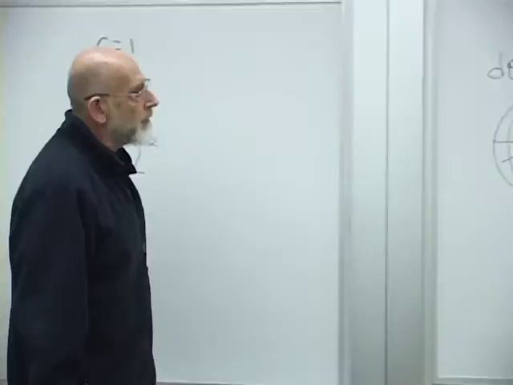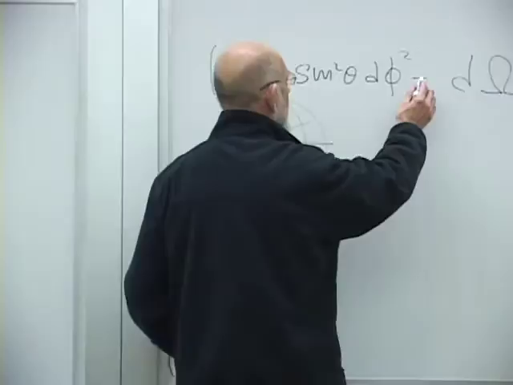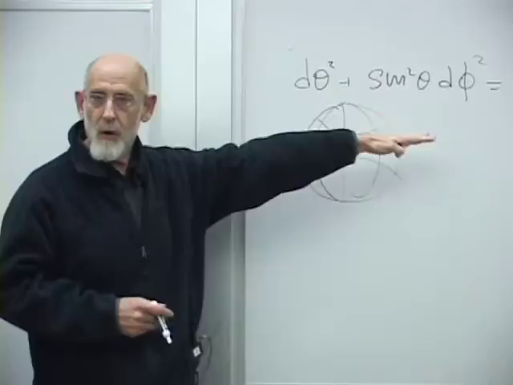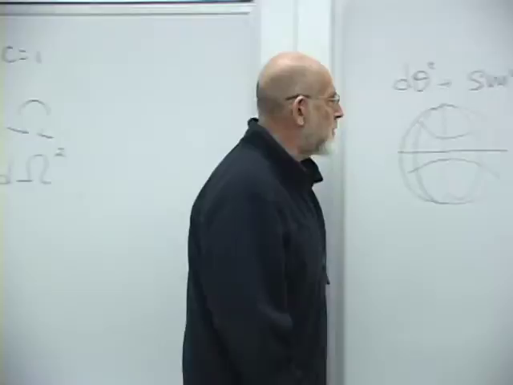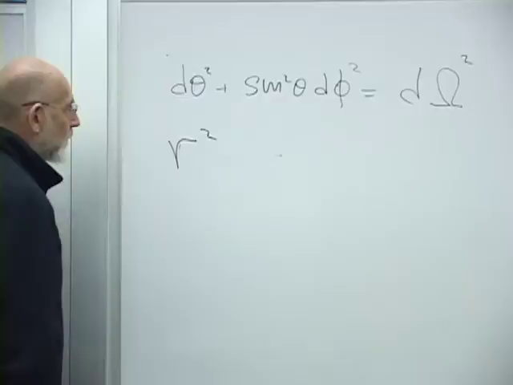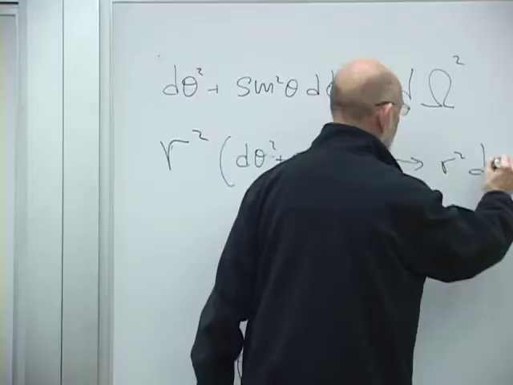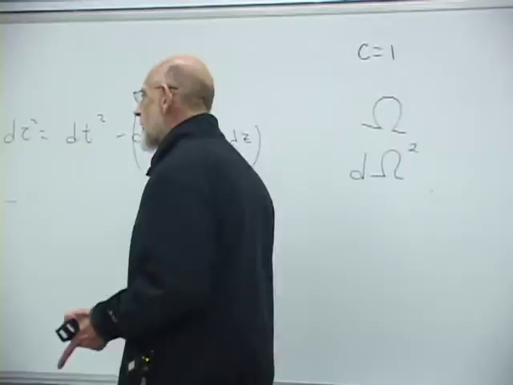If the sphere had some other radius, then the metric would simply have the square of the radius multiplying the whole thing. But we're going to be drawing a unit sphere. Let's put in what happens if the radius of the sphere is not 1. Then we would write r squared, where r is the radius of that sphere, times d theta squared plus sine squared theta d phi squared, or just r squared d omega squared. So r squared d omega squared is the metric of a sphere of radius r.